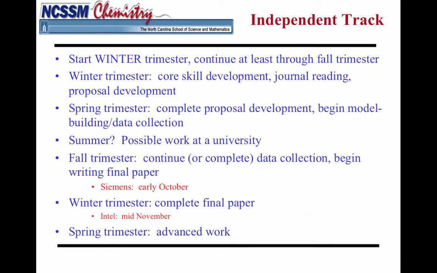The independent track starts the winter trimester, and like the other R courses, this continues at least through the fall trimester. In the winter trimester, we do some core skill development, you do a lot of journal reading, and you develop your proposal. In the spring trimester, you complete your proposal, then you begin your model building or your data collection. Most of the independent track students work at some university during the summer, either by staying at school or by working with a lab near your home.